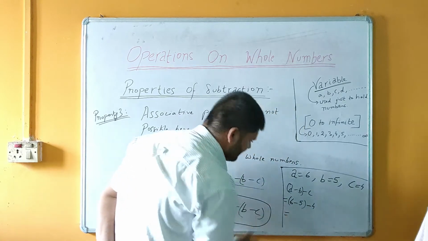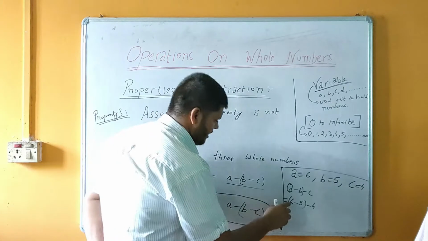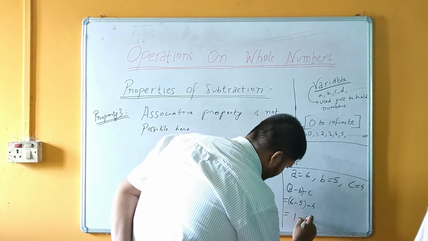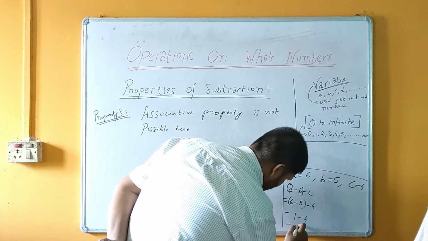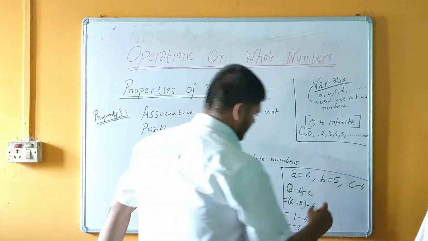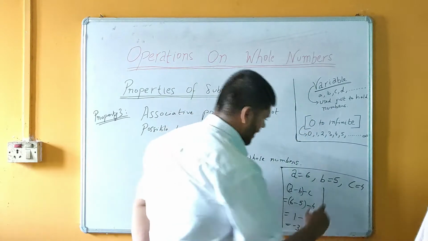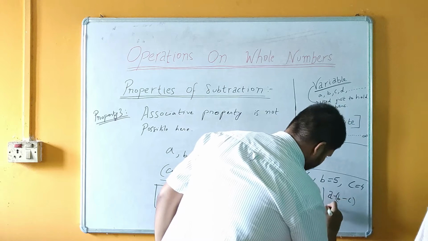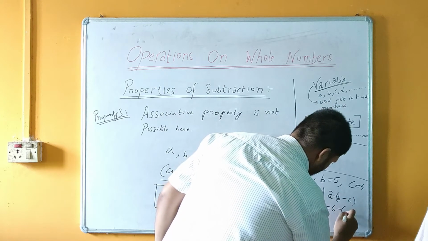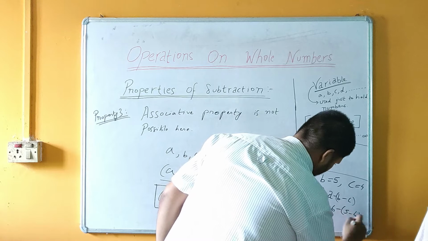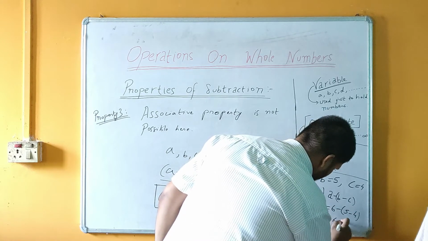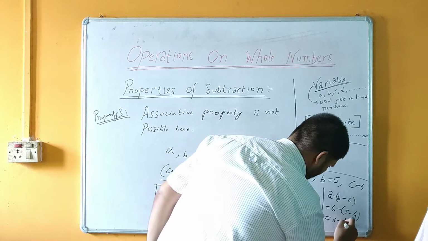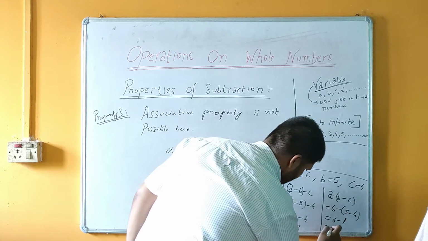Within the bracket, first of all, you have to solve it. 6 minus 5 yields 1, minus 4. 1 minus 4 is minus 3. Now the second time, you have to do A minus B minus C. Here A equals 6, B equals 5, C equals 4. 6 minus, within the bracket, first solve 5 minus 4, which is 1. So 6 minus 1 is 5.